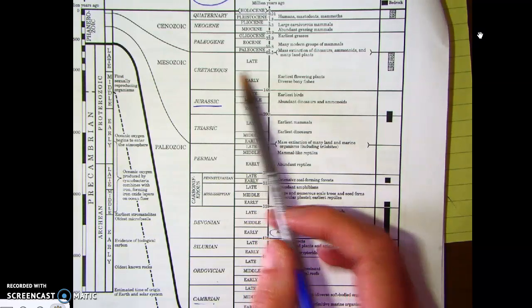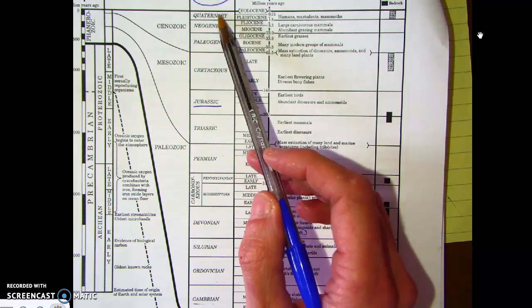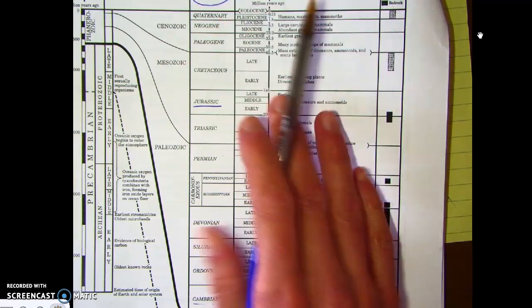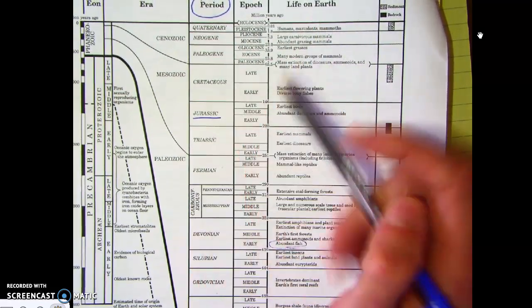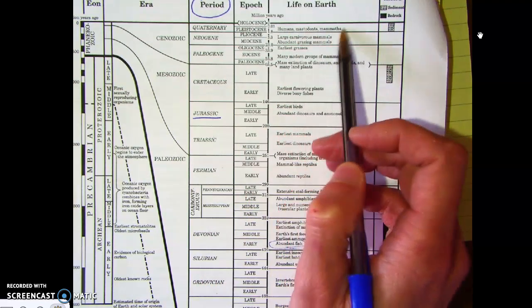Anyway, Cretaceous, we have more dinosaurs. Then we have more recent times, Quaternary. And even in the Quaternary time, there's a lot of interesting things here with humans, mastodons, mammoths, like the last ice age.